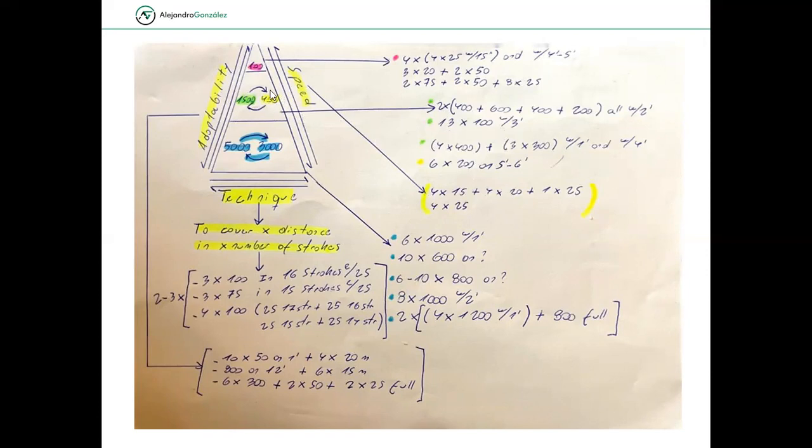You have, for instance, to develop 400 meters. This is another of my favorite series in the pool: 6 per 200 meters on 5 or 6 minutes, depending on the level of the swimmer. And for developing power, you have a broken series.